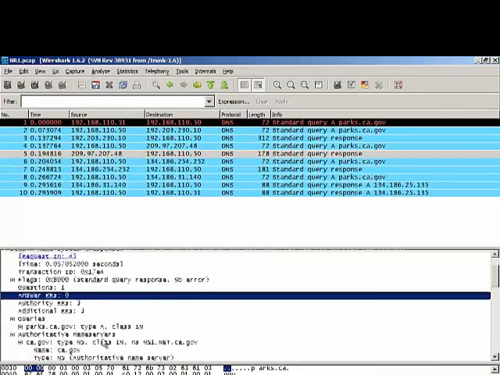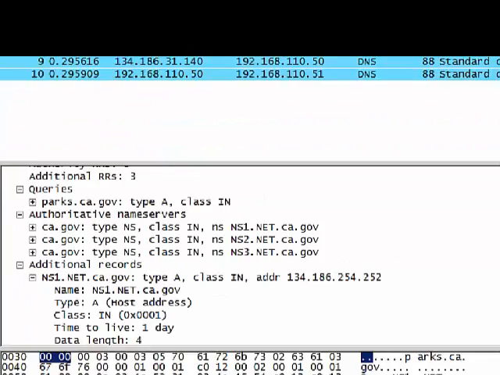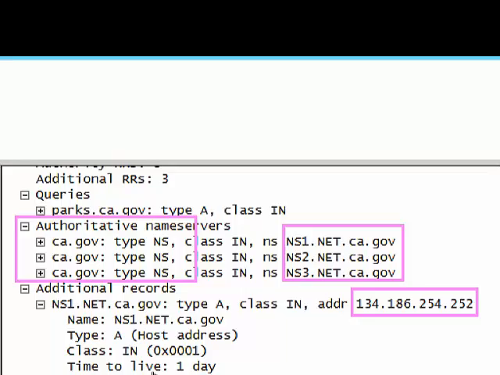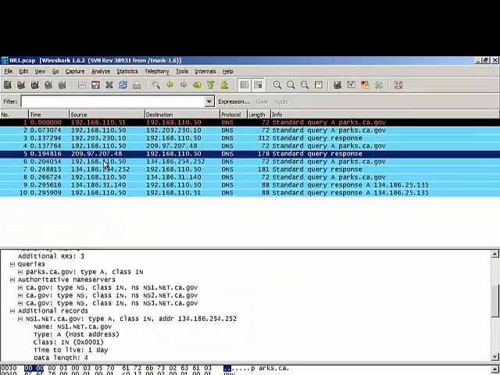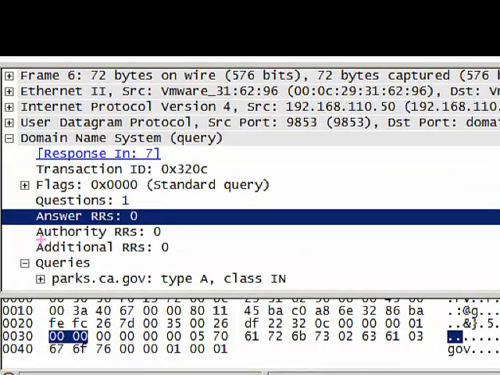One of the .gov name servers responds with the authoritative name servers for ca.gov. So it passes along the name servers for the ca.gov namespace. You can see there's 3 of them. Here they are, and it also returns the addresses for each of them. Then my name server goes and asks the same question, do you have an A record for parks.ca.gov?